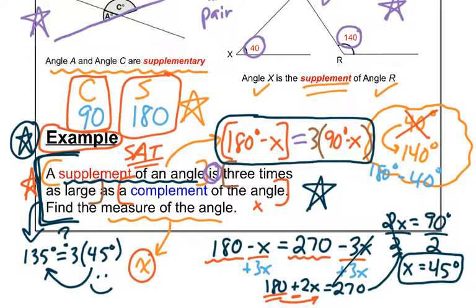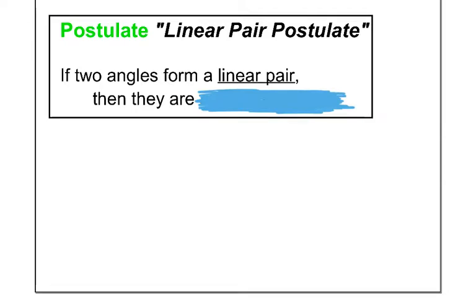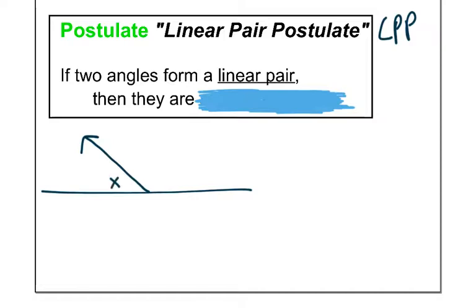Whew, good job. Now, it's going to take me back to the linear pair postulate, or the LPP, that we talked about in the last section. And if you remember, the linear pair postulate said if you have two angles that make a linear pair, then they add up to 180, right? Because they add up to a straight angle. But now we have a special word for that, right? These are two angles that add up to 180.